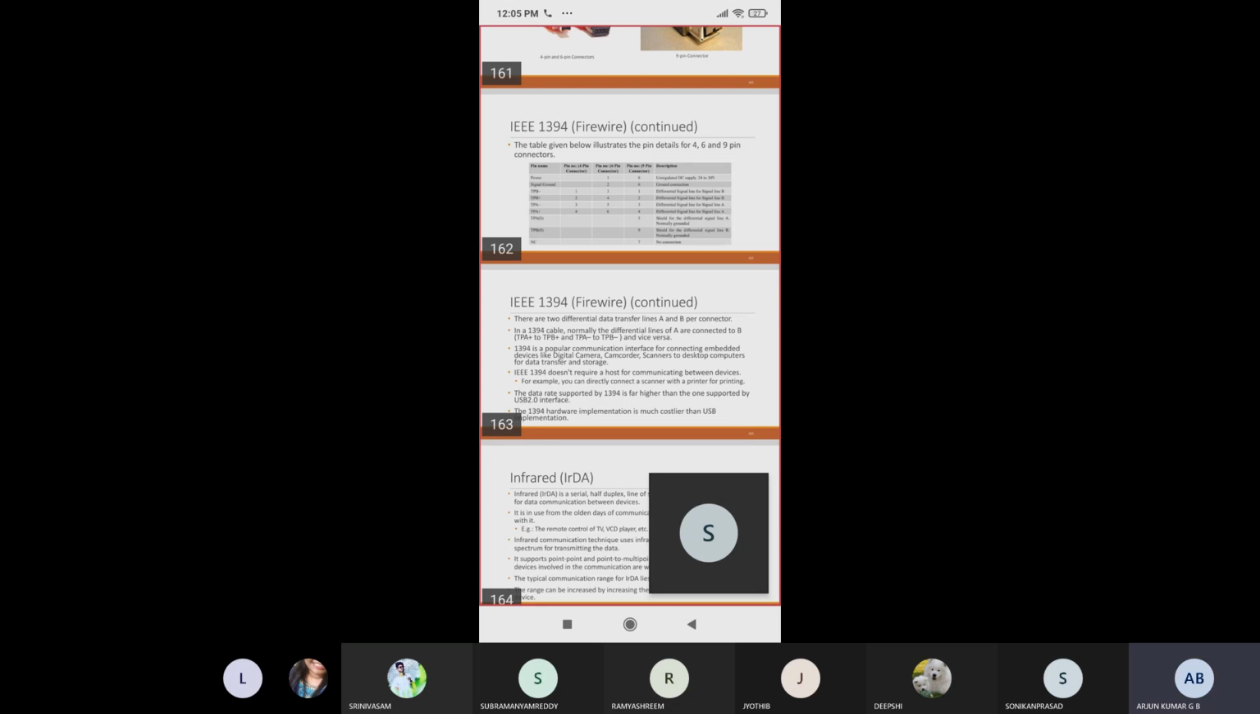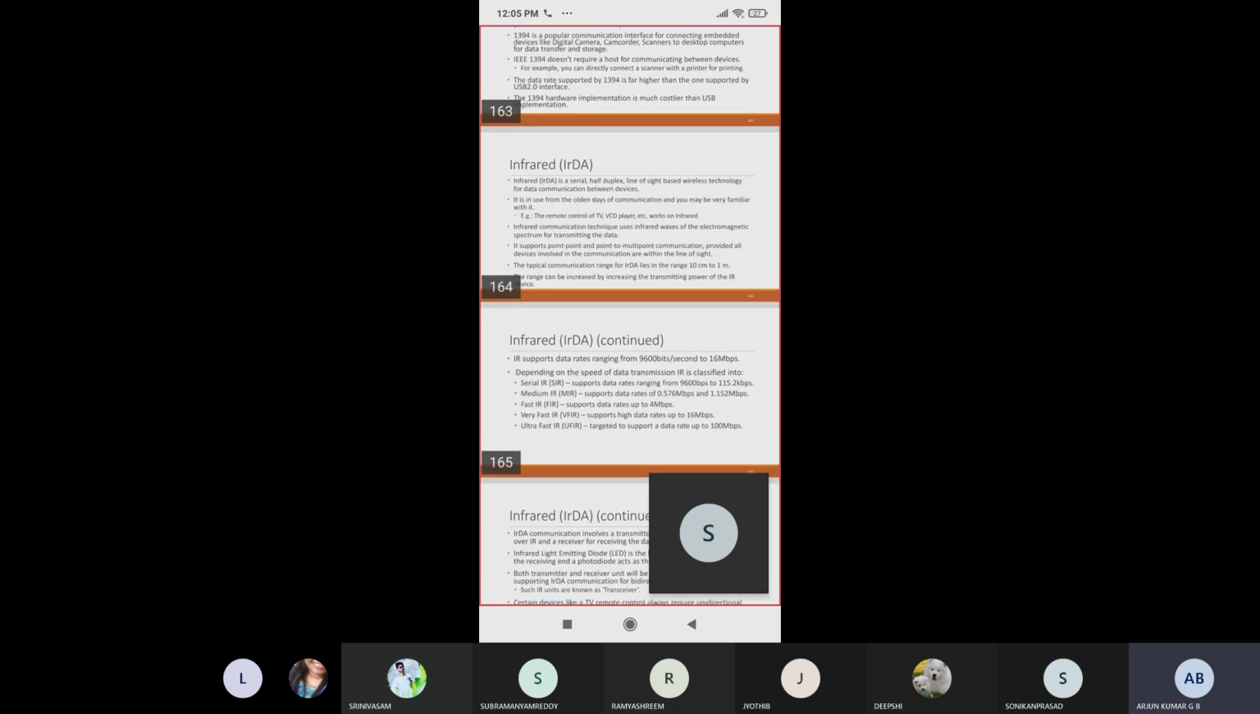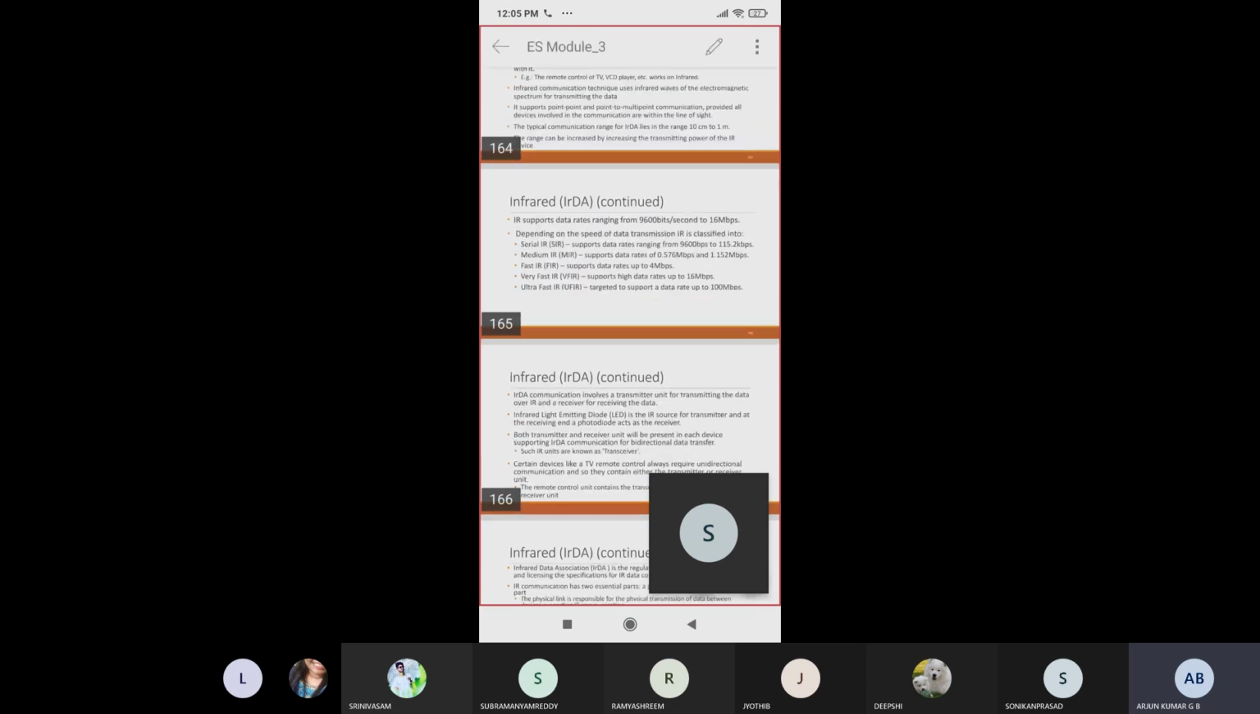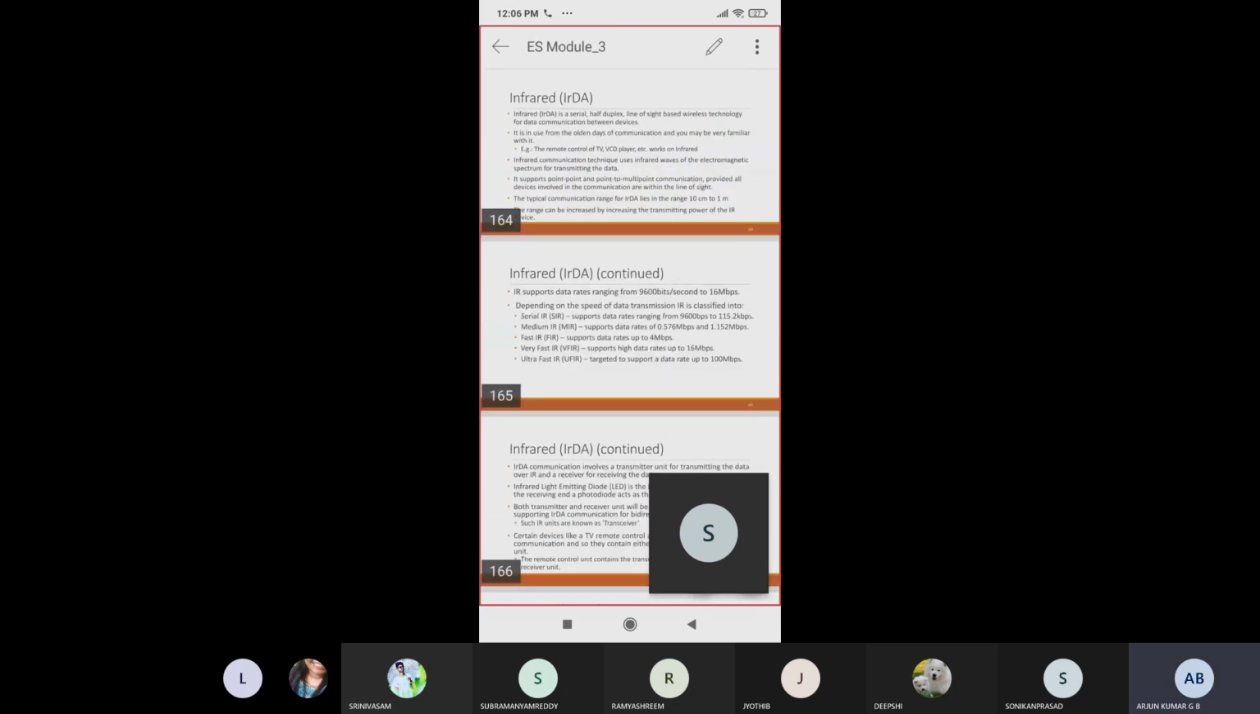Then next is one of the important communications: wireless communication, which uses the air. There is infrared, IrDA, which is serial and half duplex, meaning only one direction at a time, a line-of-sight based wireless technology.